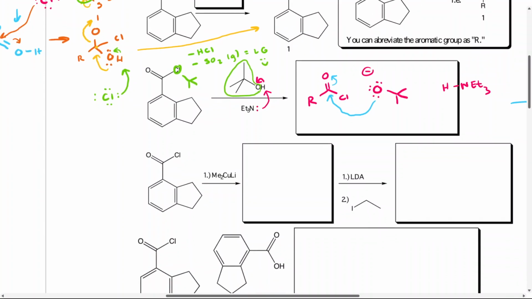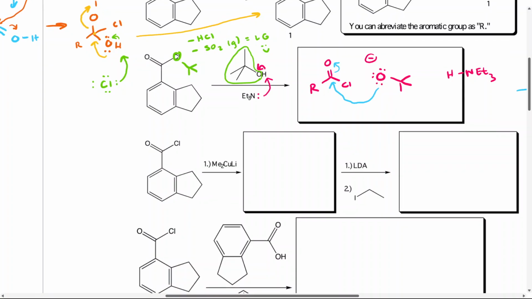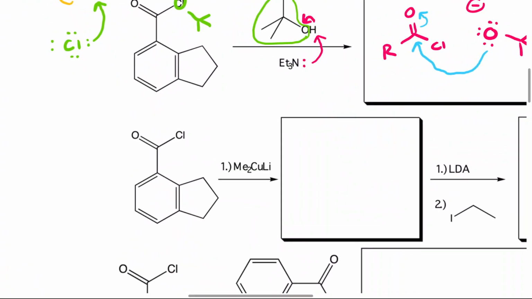Okay, for the next one, we have dimethyl copper lithium. And how this works in solution is that we have Li plus, Cu, and your methyls, which I'm going to draw as CH3, CH3. Yeah, this has a negative charge.